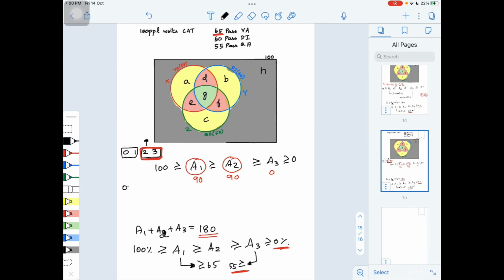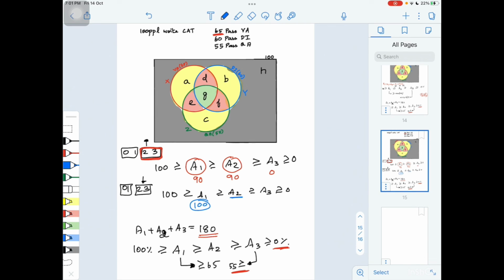Okay, now what if the question is the minimum value of this particular region? At least 2 regions are there, no? That red color region and the green color region. What is the minimum number of people who could belong to this particular region? I want to distribute as few people as possible to A2. So if we want to do that, I need to distribute 180 into A1, A2, A3 in such a way that A2 gets as minimum as possible. So what I'm going to do is first give as much as possible to A1.